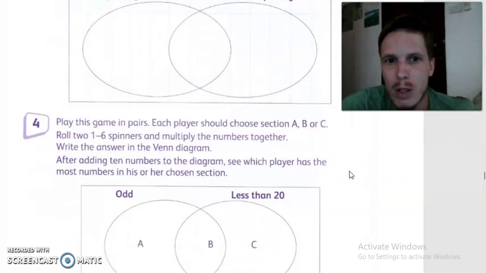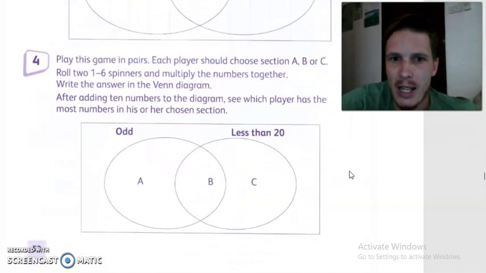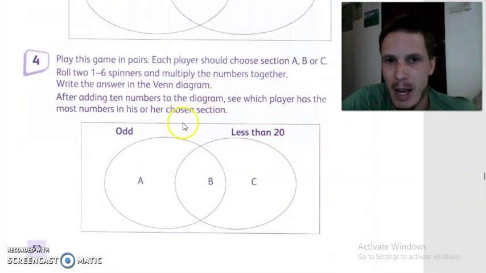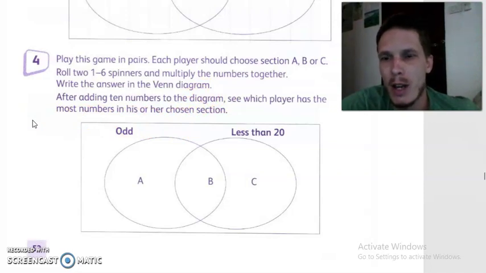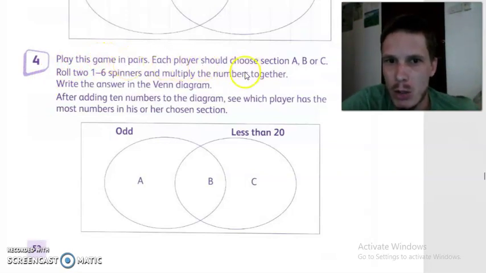For number 4, it is playing a game, okay? So for this game you are going to have to play the game with someone in your house. So maybe you can play it with a brother or sister, or your mum or your dad, or another one of your relatives. So you need to play this game in pairs. Each player should choose a section, so you choose either section A, section B, or section C. So you roll 1 to 6 spinners.